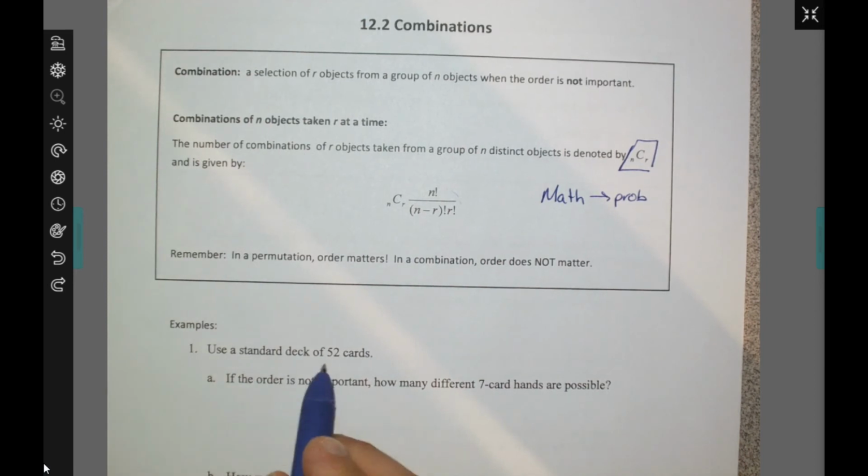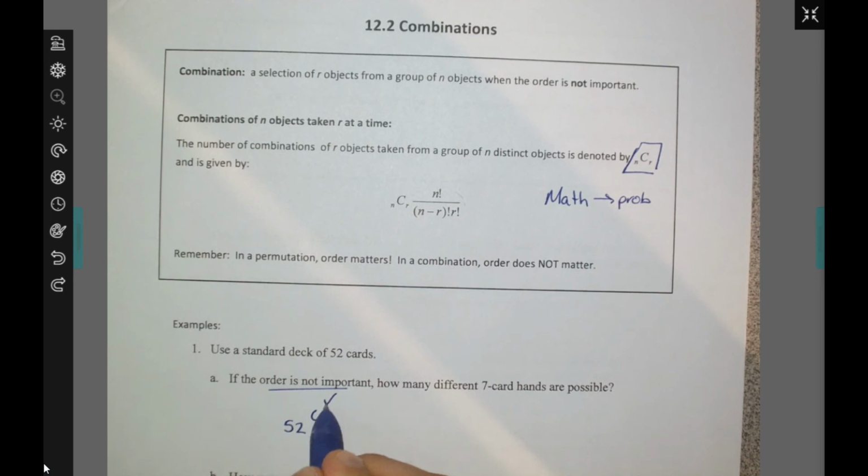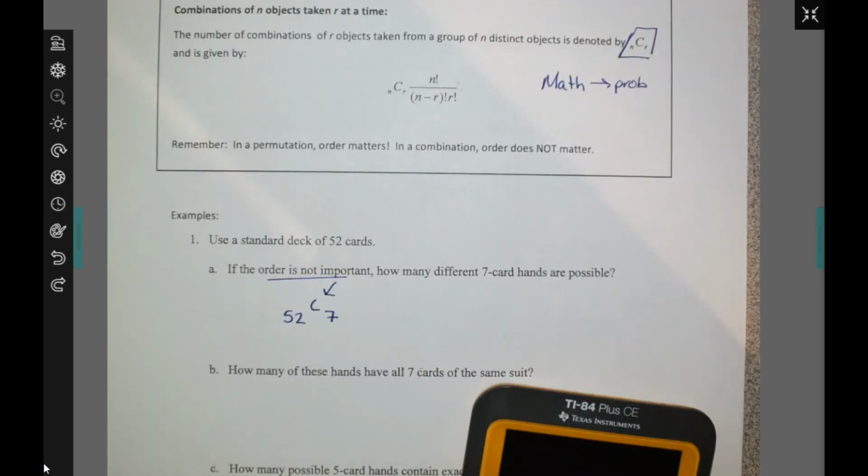So we're going to use a standard deck of cards. There's 52 cards in it. It says if order is not important, how many different 7-card hands are possible? So from the 52 card deck, we are going to choose 7 of them. Order is not important, so that is why we are using C here.